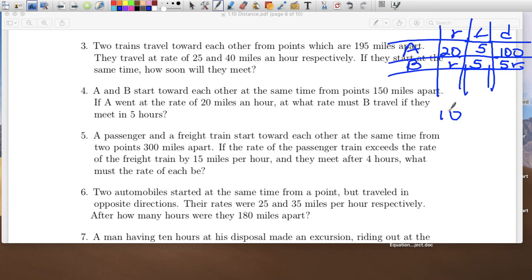Okay. So we get 100 plus 5R equals 150. 5R is equal to 50. And R equals 25. So this guy is traveling at 25 miles an hour.